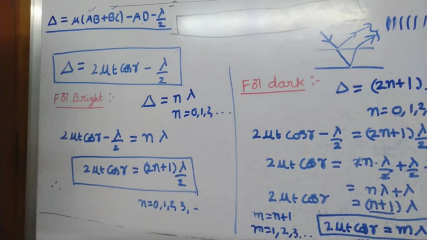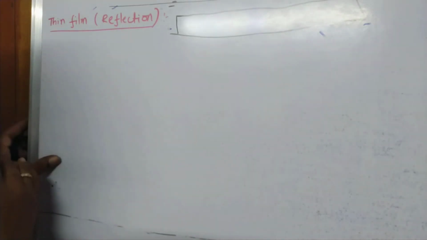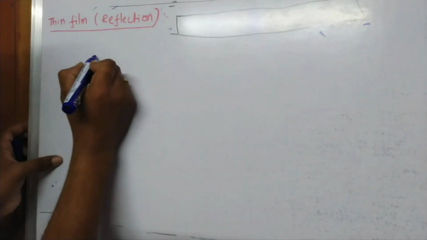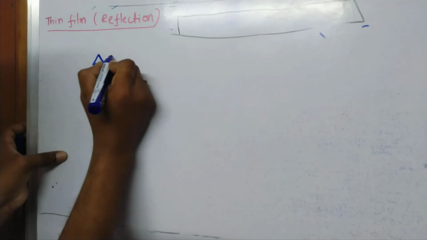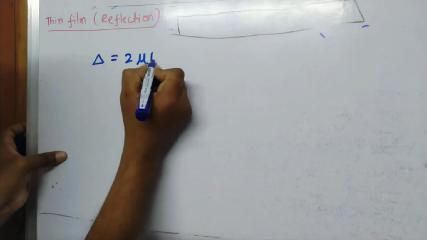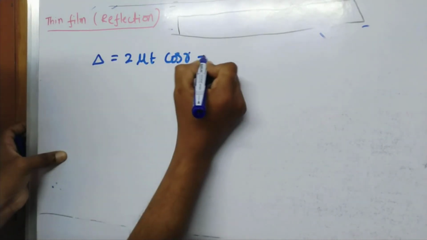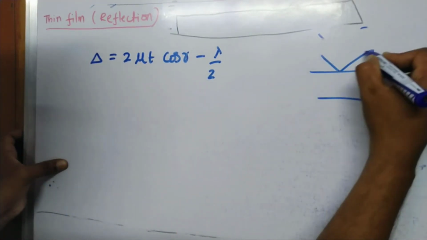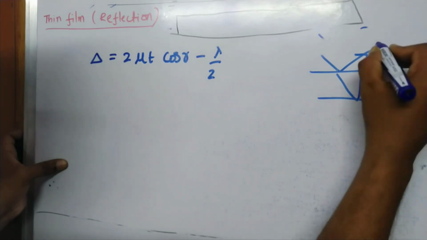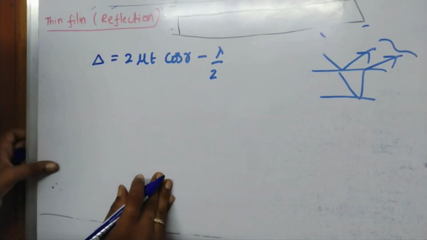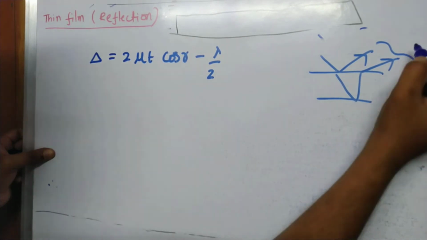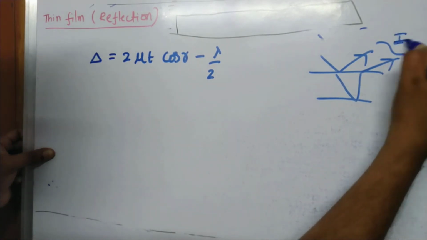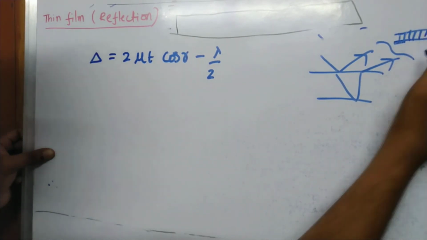So I will again summarize this one. In case of thin film reflection geometry, the path difference we got is delta equal to 2 mu t cos r minus lambda by 2. In reflection geometry we have considered the reflected ray. Now an interference pattern is forming. This interference pattern will have bright, dark, bright, dark, bright, dark, like this.